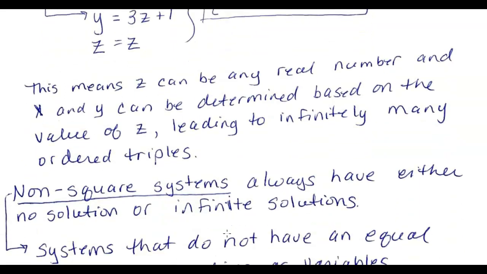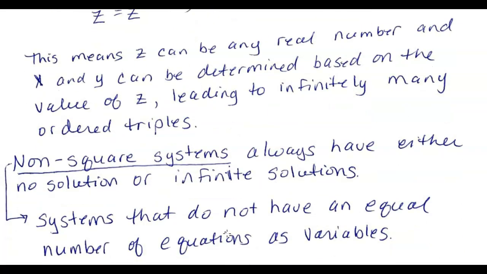In this section, we'll also encounter what we call non-square systems. A non-square system will always have either no solution or infinite solutions. You'll never get just a single ordered triple. A non-square system basically means it's a system that does not have an equal number of equations and variables. So there might be 2 equations and 3 variables, or something like that.